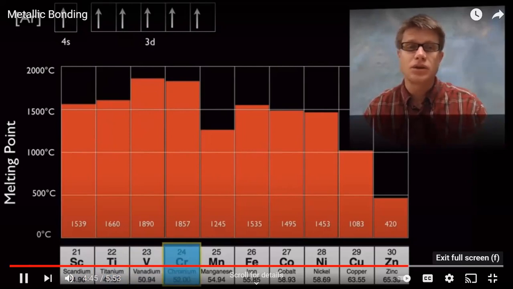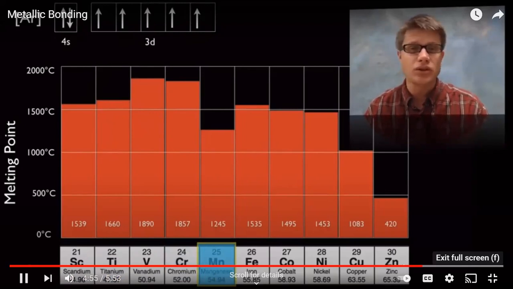But if you look here, when you get to chromium, it kind of dips. The reason why is that it actually is not going to fill this 4s before it jumps into the 3d. And then as we go to manganese, you get a real stable shell structure where all of these are filled, and so the melting point is going to drop off. But now that pattern picks up again.